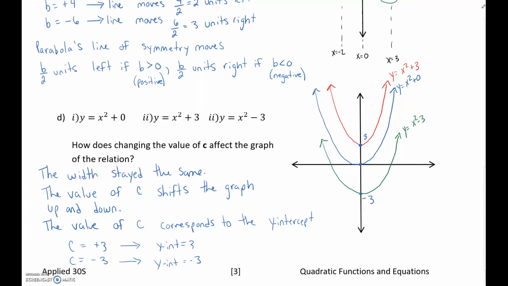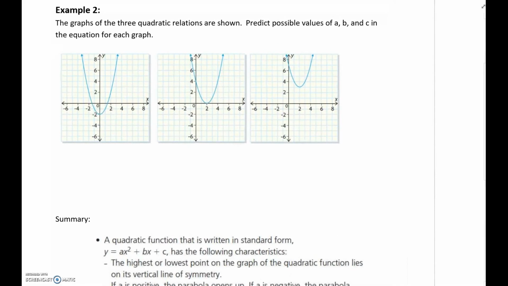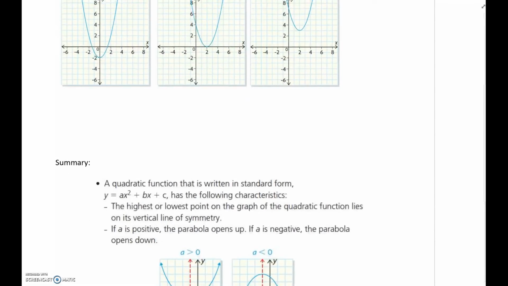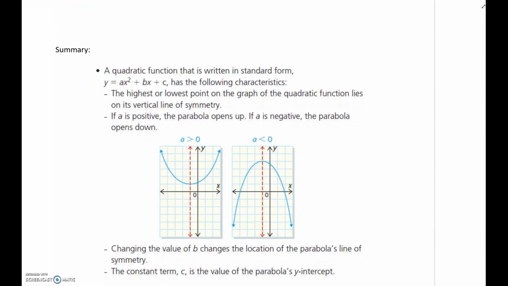So, to take a look at the next page, we've got a second example here. I'm going to ask you to do this one on your own. It says the graphs of the three quadratic relations are shown. Predict possible values a, b, and c in the equation for each graph. So try that on your own, going through what we did in example 1, those explorations. And you can also use the summary down here to help you out, and we'll go over that example together in class.